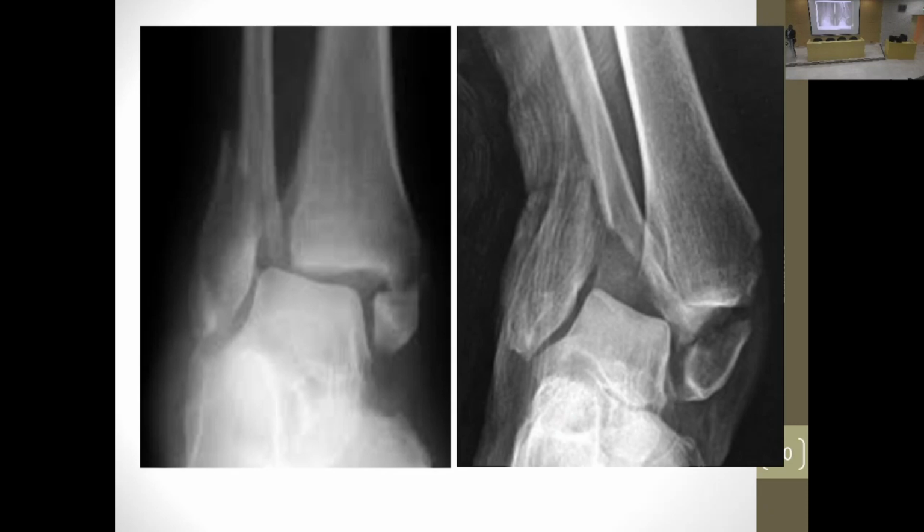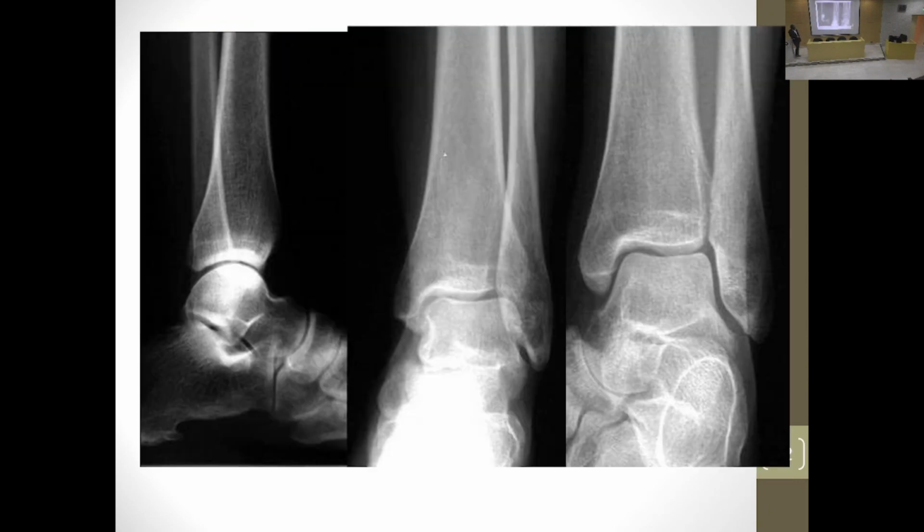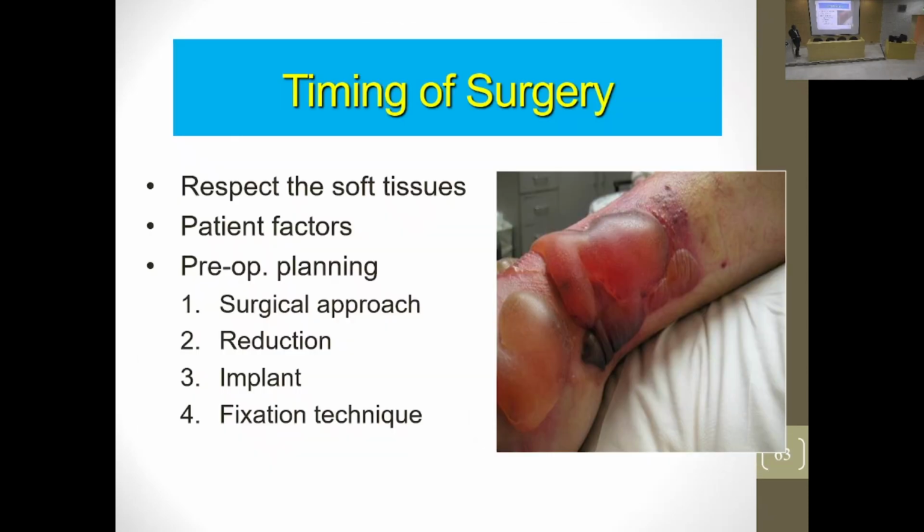So you need to keep the alignment under after you give enough analgesia at the ER, seriously. So this is the situation. We need to delay the operation, and sometimes this is the 3 views.